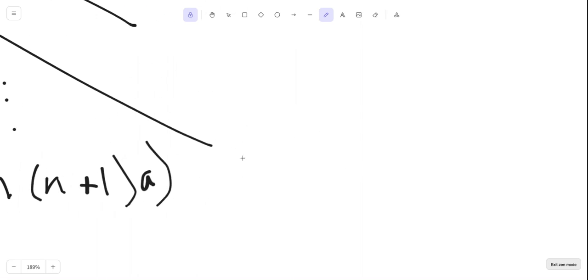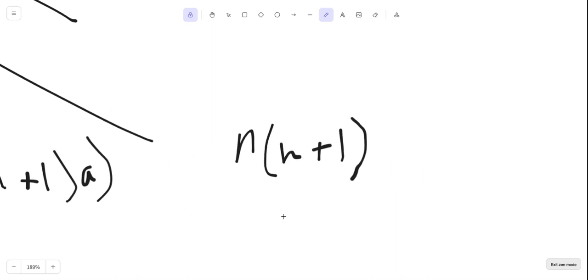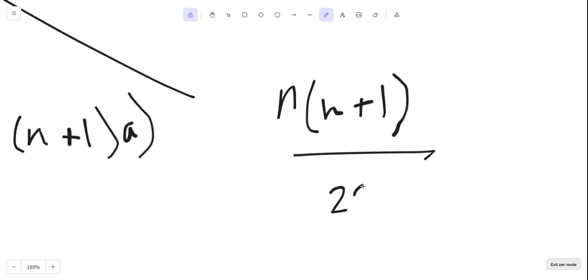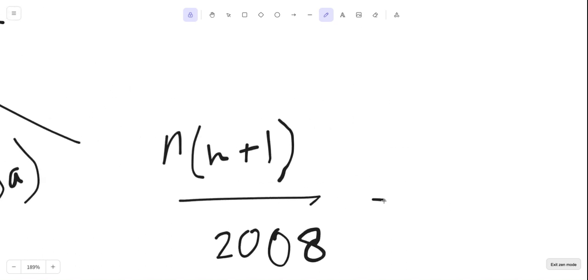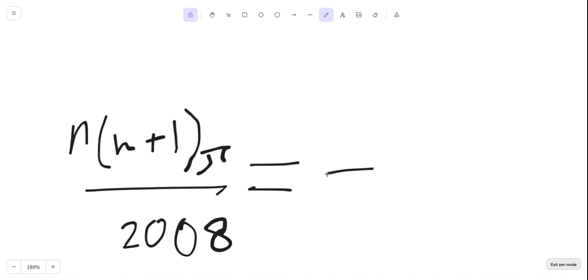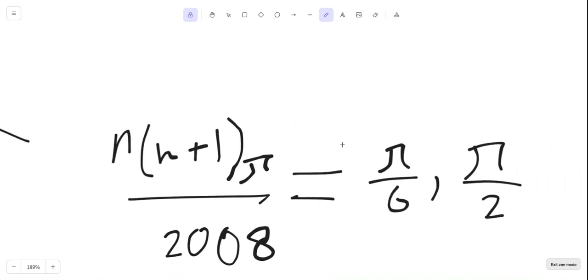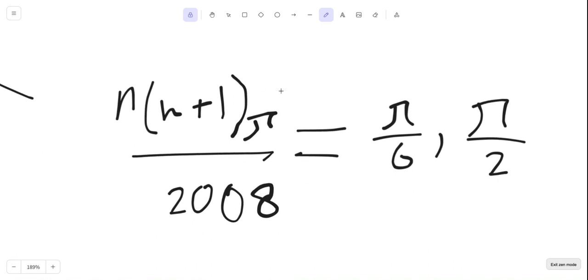So we want n times n plus 1 times pi over 2008. This is a fraction of pi right now, and we want it to be equal to either 30 degrees, which is pi over 6, or pi over 2. We do not want 60 degrees, that's not an integer. We can ignore the pi's.